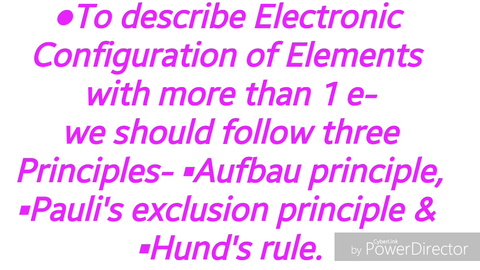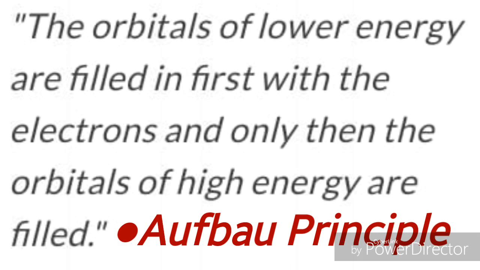To describe electronic configuration of elements with more than 1 electron, we should follow 3 principles. They are Aufbau principle, Pauli's exclusion principle, and Hund's rule. Let us see what is Aufbau principle. The orbitals of lower energy are filled first with electrons, and only then the orbitals of higher energy are filled.